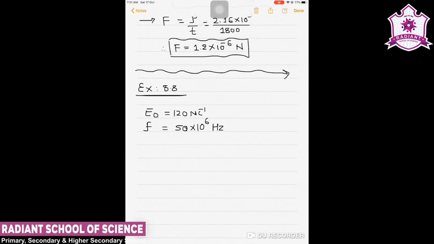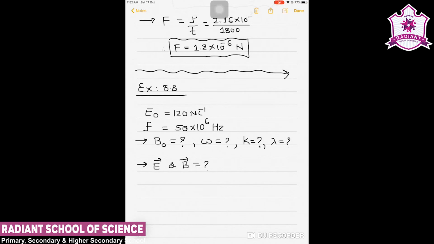So we are asked to find out B0, then omega, then K and lambda. So all the quantities are to be found. Find the expression for E and B also. So now how to solve this example?